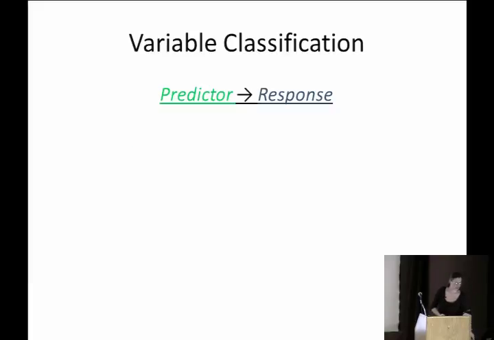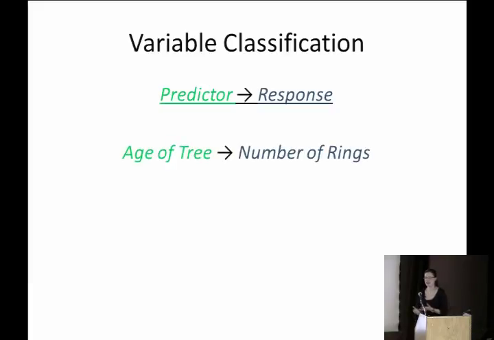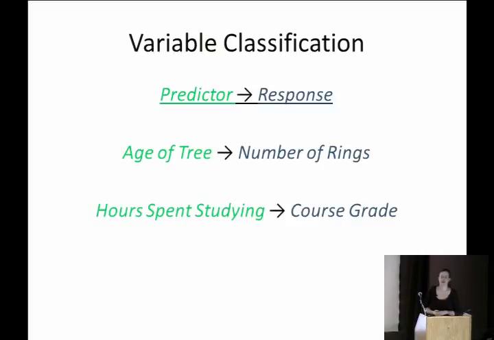So some examples of predictor and response variables. If we were studying trees, we know, if we go back to 3rd grade biology, we know that as trees get older, they have new growth, they get thicker, and as they get older, the number of rings increases. So we might want to use the age of the tree to predict the number of rings that the tree might show. Or for our students, they might be interested in knowing how much time they should study and how that's going to affect the grades they're going to get. They might believe that if they study more, they might get a better grade.